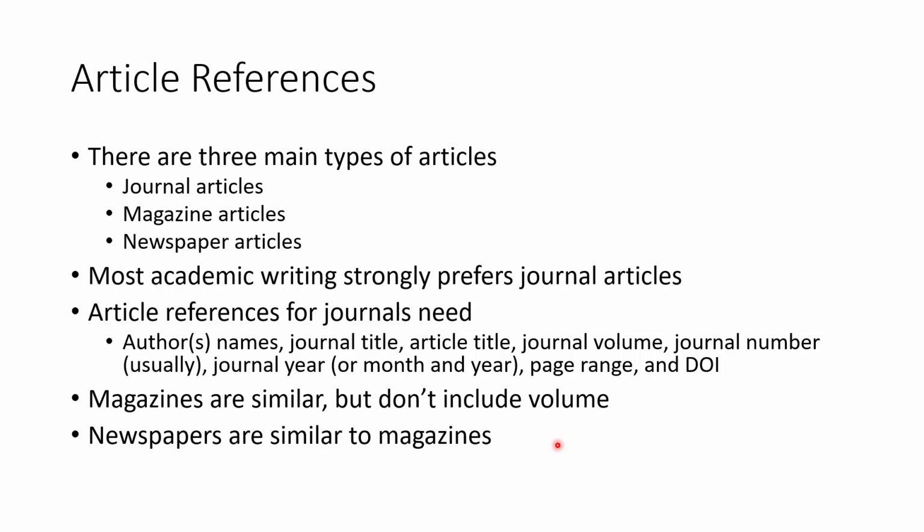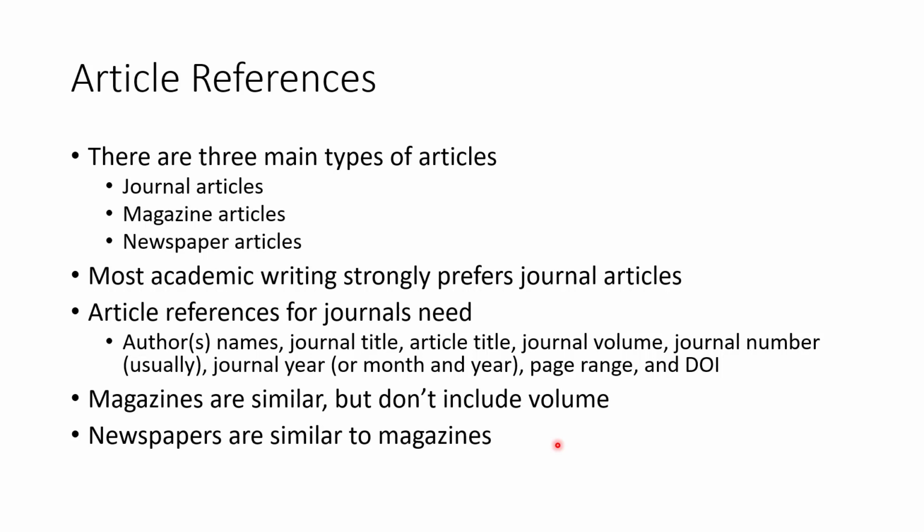There are three main types of articles: journal articles, which most academic writing prefers, magazine articles, and newspaper articles. Typically, article references for journals need the author's names, the journal title, the article title, the journal volume, and it will say that somewhere like volume 12 or VOL 12, or it might just give that number after the title. The journal number, which is the issue that year. So a journal might have 4 issues a year, or 6 issues a year, or 12 issues a year. You need the year that the journal was published in, or sometimes the month and year. You need the page range, and you need a DOI, which is the digital object identifier.